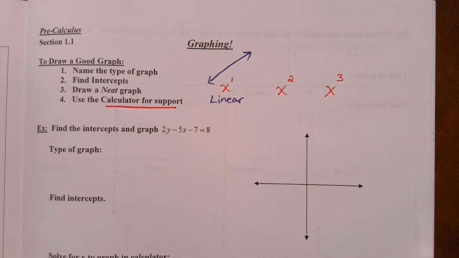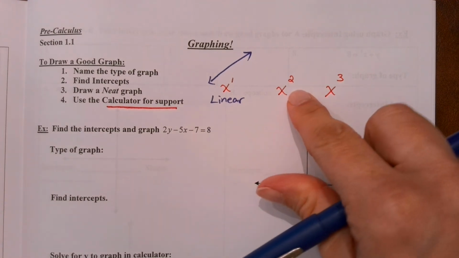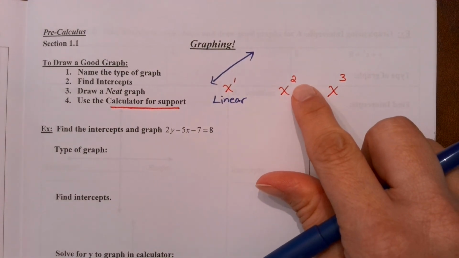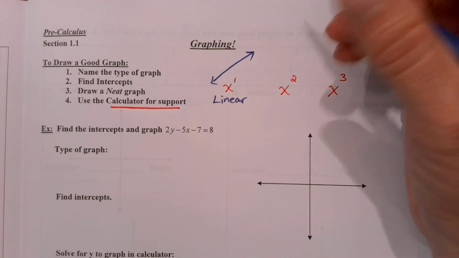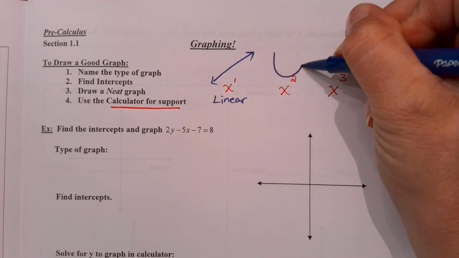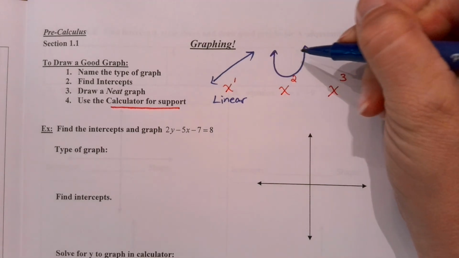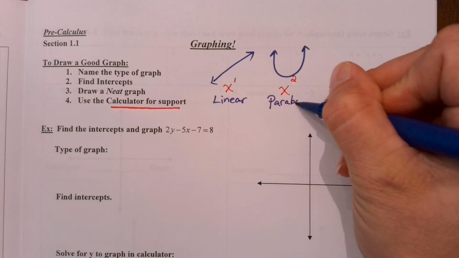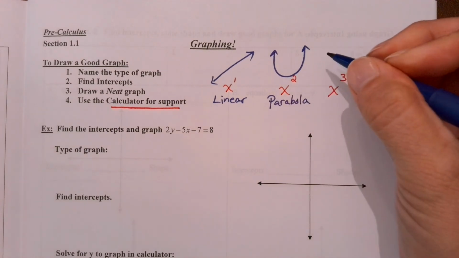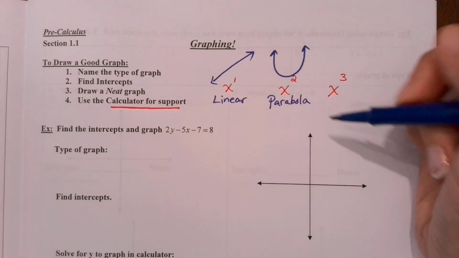Now what if the power is 2? The highest exponent on x is a squared power. Do you know what the shape looks like? It's going to look like a U-shaped curve, and that's called a parabola. So don't call it a U-shape. It does look like a U-shape, but it's called a parabola.